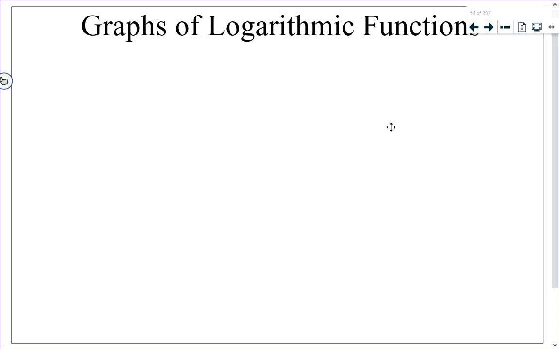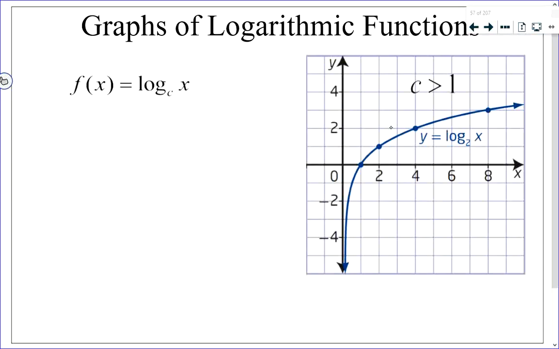Now, what about the graphs of logarithmic functions? You're expected to know what the graph of y equals log base c of x looks like if c is greater than 1. And it looks like that. This happens to be log base 2 of x.